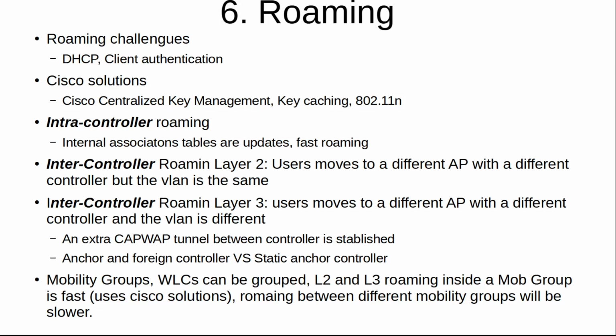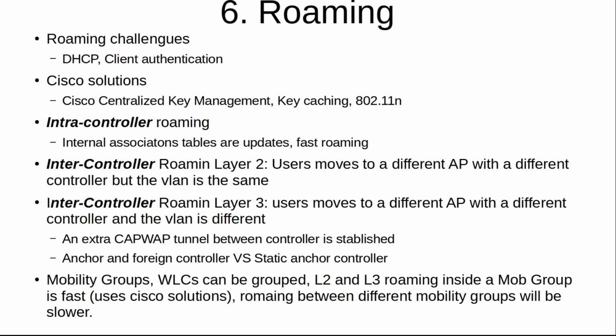Remember that when roaming happens, your user is moving, and it is probably using several access points as it moves. Several things can happen. For instance, the user may need to acquire a new IP through a DHCP service, which will be slow. The user can be asked to re-authenticate again. That can be slow and can affect voice calls. So Cisco offers some solutions to solve this, like Cisco Centralized Key Management, Key Caching, and the standard .11r.